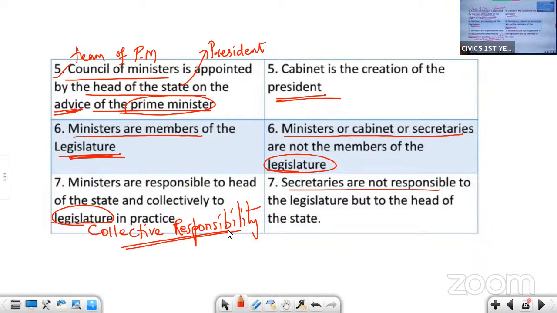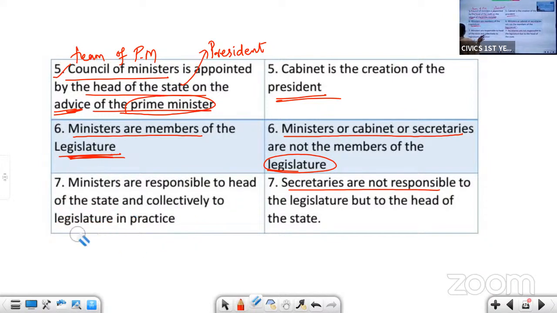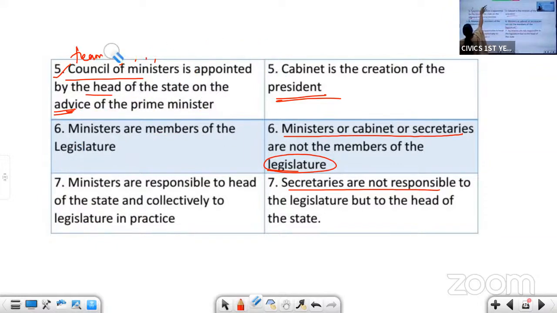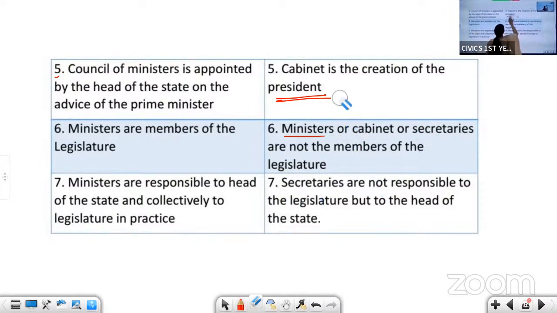Okay, I hope I'm clear with these answers, these two differences: between unitary government and federal government, and between parliamentary government and presidential government. See, one difference you can expect in the exam, that is for sure. If you are writing five differences, it is enough. You can score 5 marks.